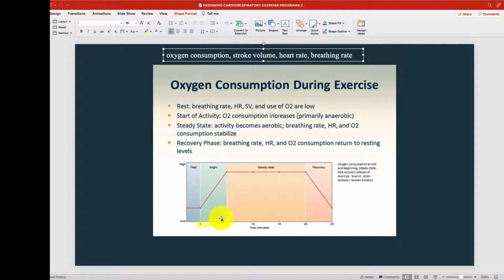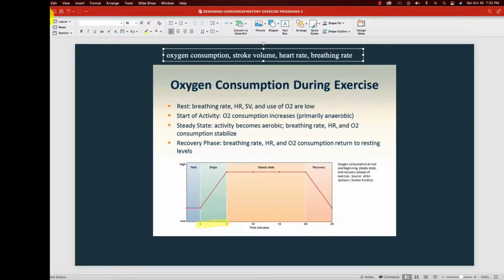Now, as we're beginning this exercise, the oxygen that you need and the muscles that need that oxygen, we're not bringing in enough oxygen for that yet. So the working muscles need to be supplied with some type of energy. And it needs to be supplied with some type of energy until we get our heart rate and our breathing and our stroke volume all here at steady state.